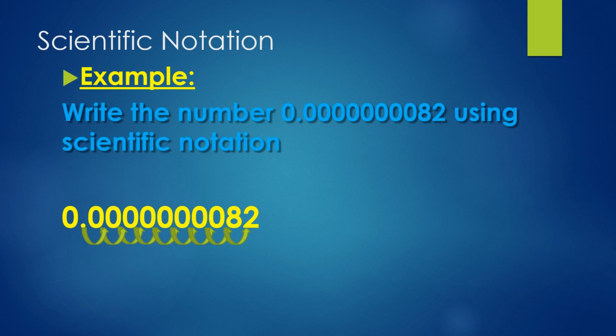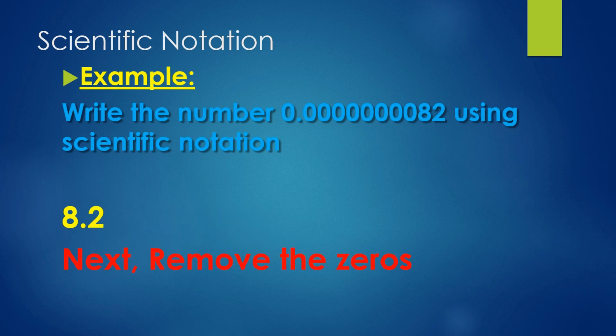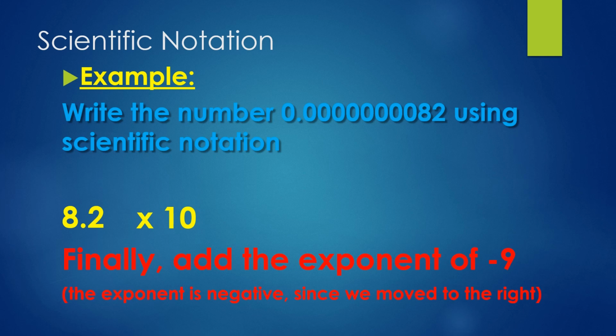How many times do we move, students? 1, 2, 3, 4, 5, 6, 7, 8, 9 times. So again, remember that 9. That's going to be your exponent. Next, we're going to remove the zeros, which makes the quantity 8.2. Then we're going to add times 10 because all scientific notation shows times 10. And then finally, we're going to add the exponent of -9. And the exponent is negative since we moved to the right.